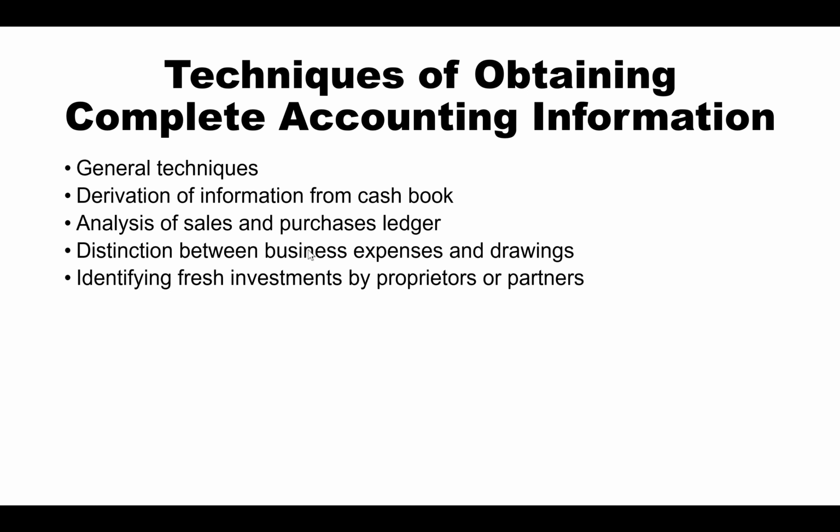So I was saying about the general techniques. It is advisable to convert them first to double entry system and then draw up the profit and loss account, the balance sheet, instead of determining the amount of profit and loss by preparing the statement of affairs. Then we have the derivation of information from cash book. So that is also another technique that you can use, whereby we analyze the cash as well as the bank receipts and payments.